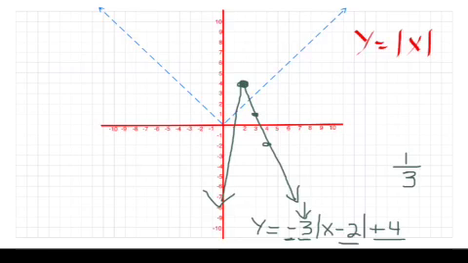So we're able to graph it from the shape of the parent function just by knowing the effect of each of those numbers and positive and negatives on the original equation itself. So that's a little bit about transformations of absolute values.